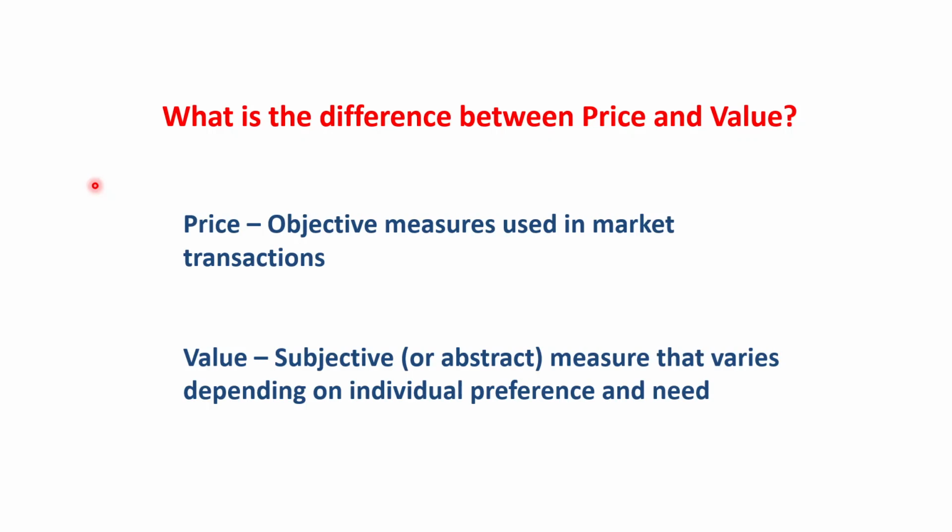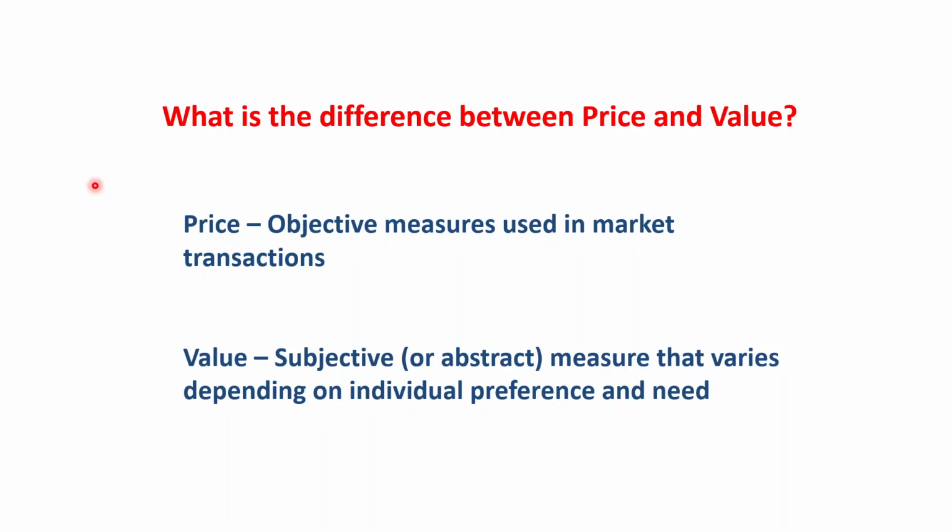So price is an objective measure used in market transactions. For example, you go to Starbucks, you buy a cup of coffee for $5. That is the price that you and Starbucks agree to trade. However, that is not the value of the coffee. How do I know? Well, because if you are willing to spend $5 for that cup of coffee, then clearly you value that cup of coffee more than $5. That's why you're willing to give up the $5 for that cup of coffee. Vice versa, Starbucks values that cup of coffee less than $5. That's why Starbucks is willing to give up the cup of coffee in exchange for $5.